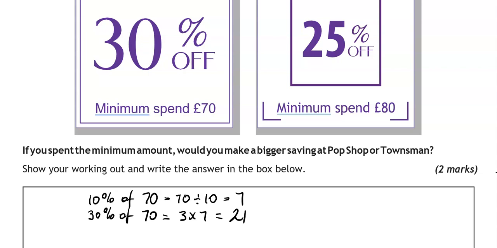Now looking at the other one, if you spend £80, you get 25%, which is a quarter. So 80 divided by 4 gives us 20. So £20 compared to 21. Where do we make a bigger saving? That is in Pop Shop.